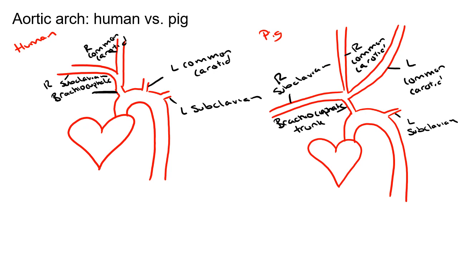So that's the big difference, just the number of branches. You end up with the same four vessels, two subclavians, two common carotids. On the venous side, there is no difference in how the superior vena cava gets formed.